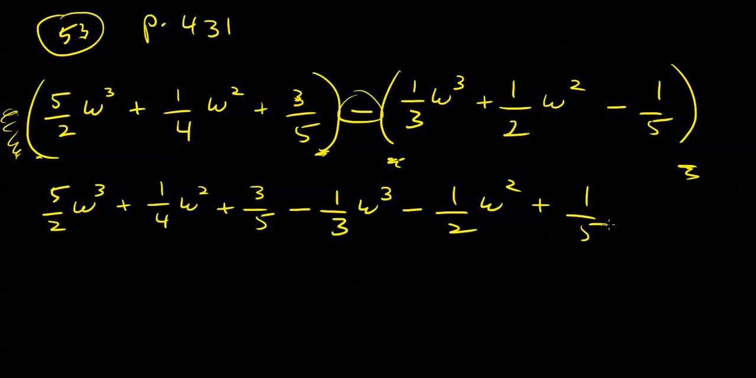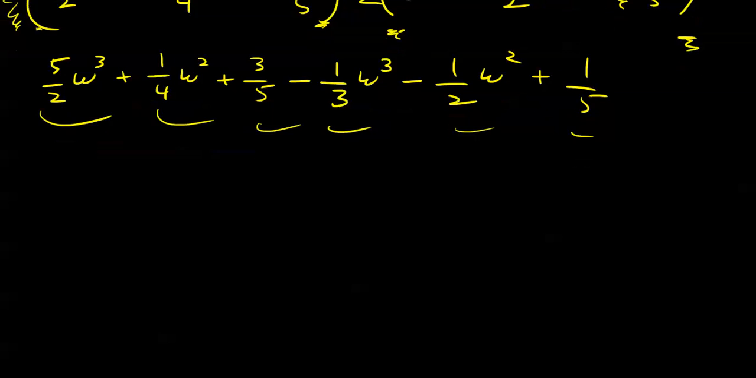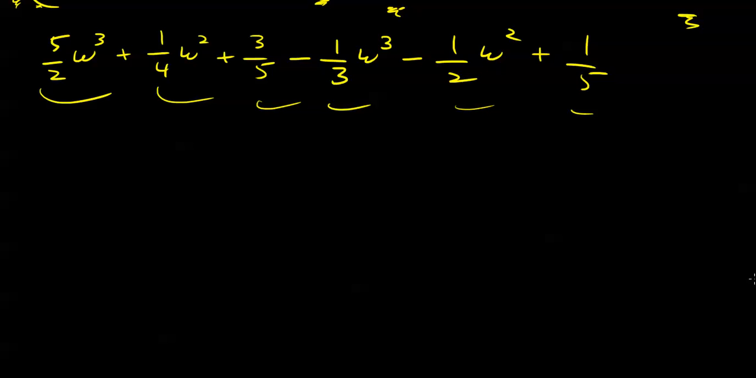Let me check it. Minus 1/3 w cubed, plus 1/2, I'm sorry, yes, minus 1/2 w squared, and negative of a negative is positive 1/5. Alright, so the degree 3 terms will be able to combine, the w squared terms will be able to combine, and of course the constant terms will be able to combine. Let me scroll down here. 5/2 w cubed minus 1/3 w cubed.